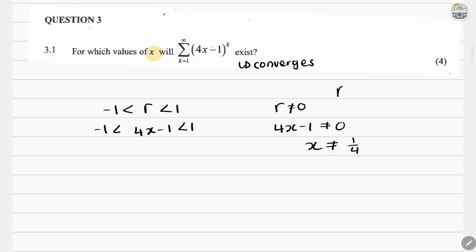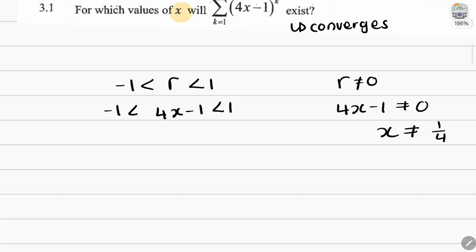Now, of course, if r is also equal to values like 1 or -1, it's also not going to work. But we don't have to worry about this because we already said that r needs to be greater than -1 but less than 1. So it's not going to fall into any of those categories. We only had to cover this. Okay, and now we can solve here.